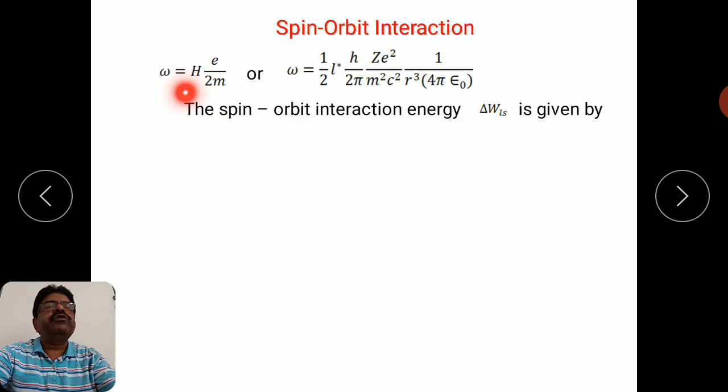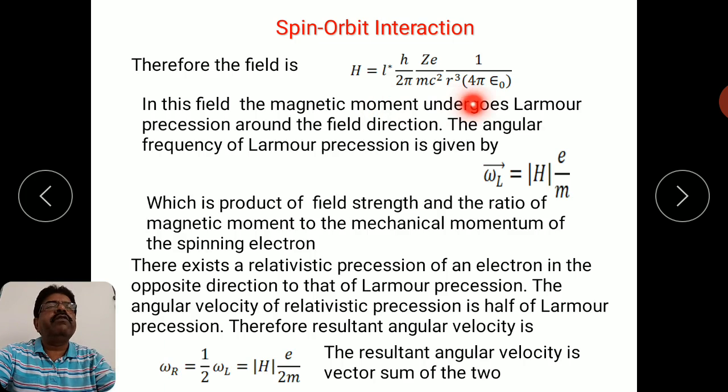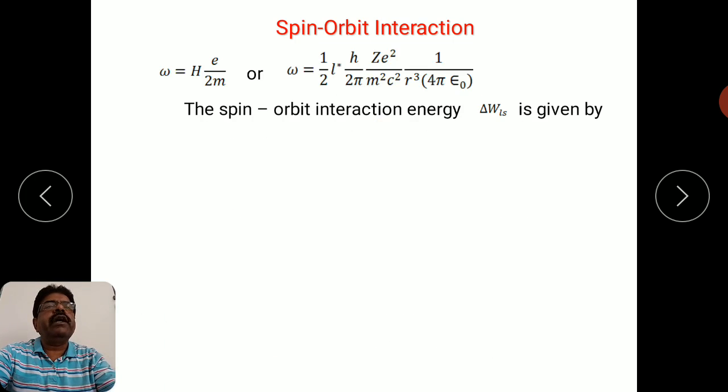Or if you substitute the value of h, which we have defined earlier, omega will be equal to 1/2, this 1/2 I have taken here, 1 upon 2, L star h upon 2 pi, j d square upon m square c square r cube into 1 upon 4 pi epsilon 0.